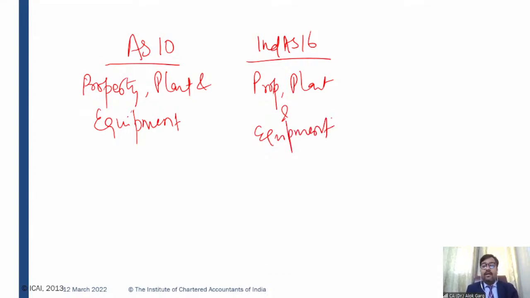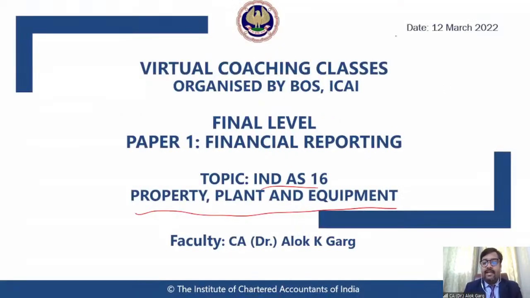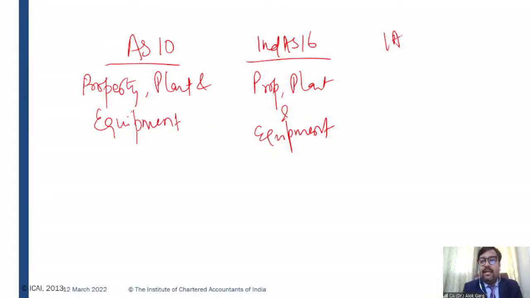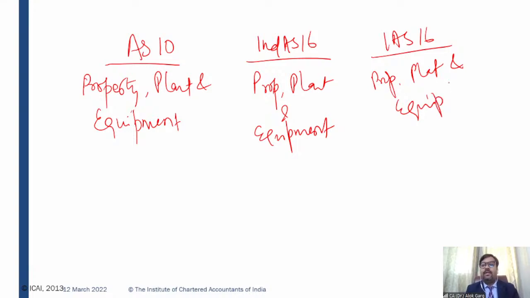You are aware that our Indian accounting standards are the converged version of IFRS applicable to India. So what are the IFRS? IFRS are the global standard. Globally, for example, you have also taken the GFRS elective paper, and in GFRS this will be IAS 16, again named property, plant and equipment. So students, globally IAS 16 is there. In India, Ind AS 16 is there and accounting standard 10 is there.